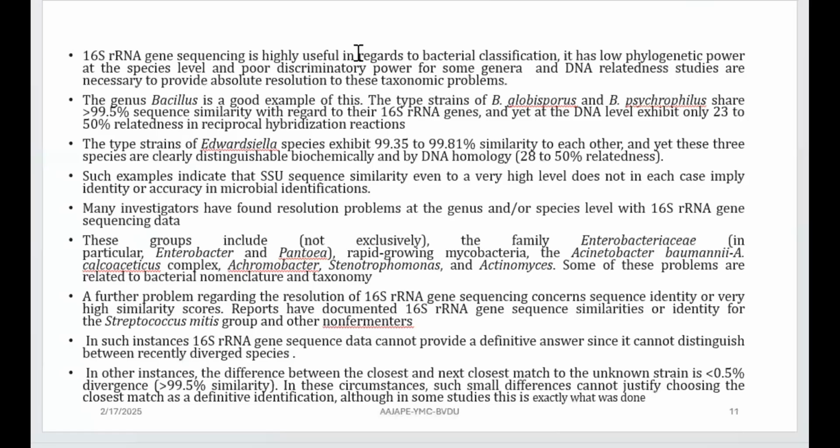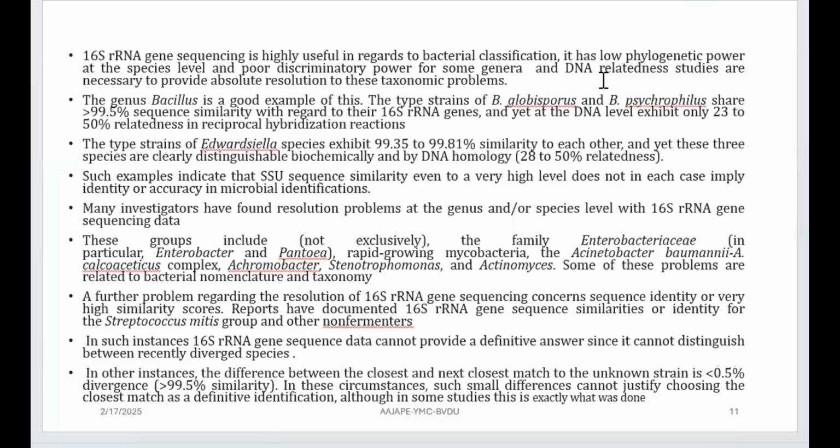Now next comes, what is the degree of utility you have of 16S rRNA? We know it is highly useful in regards to bacterial classification. It has low phylogenetic power at species level and poor discriminatory power for some genera. Those are the limitations of 16S rRNA. And when you talk about DNA relatedness, studies are necessary to provide absolute resolution. So the analytical environment, the reference database, the type of amplicon, all these things are the limitations.